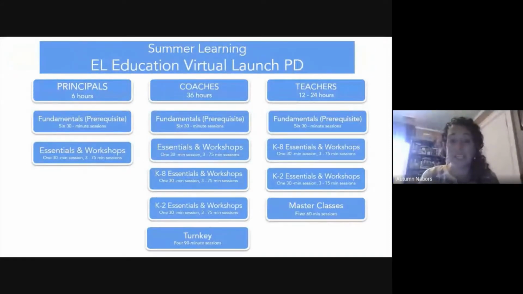For EL Education, again, the same idea. These are the 3 roles, but our principals will be engaging also in the K-8 Essentials, and if they're an elementary principal, those K-2 Essential workshops.